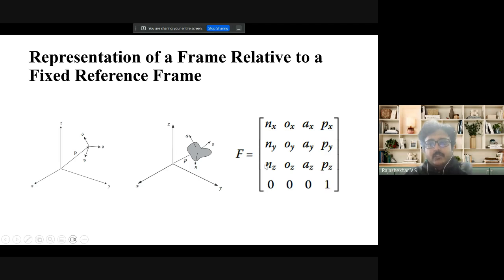So this 3 cross 3 matrix, this 3 cross 1 matrix, this 1 cross 3 matrix and this 1 cross 1 matrix. There are 4 matrices sitting inside this matrix which contribute to different parameters. So are you all clear with this? Or if you have any doubt, you can ask me.